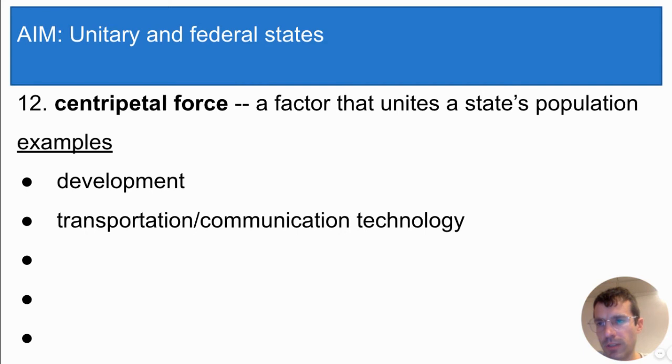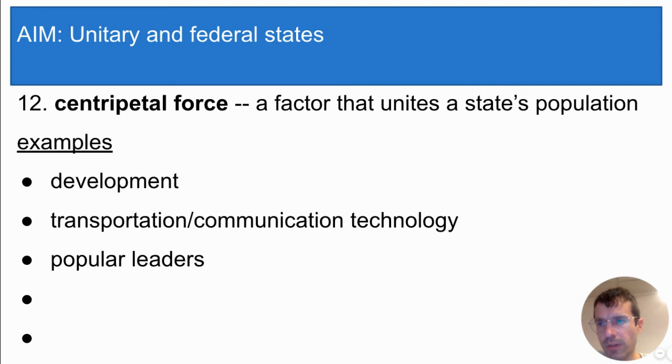Transportation and communication technology allow people in different regions to interact, increasing unity. Currently in 2022, there is an urban-rural regional divide in the US. And so it's no surprise that the recently passed infrastructure bill included billions of dollars for increased broadband access in both urban and rural areas.